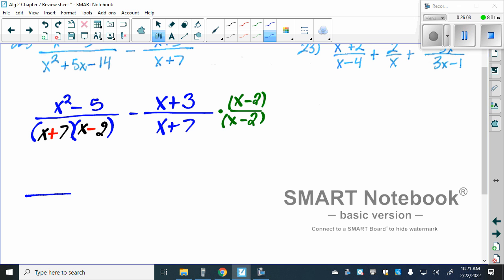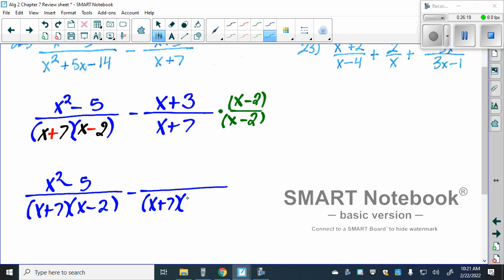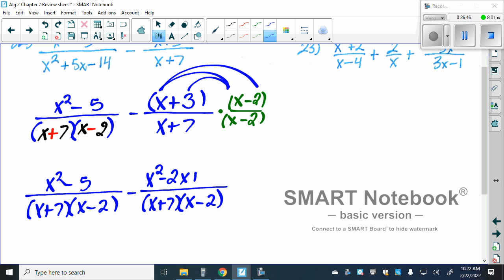And what that gives us is, the first one is going to be x squared minus 5 over x plus 7 times x minus 2 minus, well, the denominator is going to be x plus 7 times x minus 2. And again, we leave it in factored form just in case, once we finish adding and subtracting, there's anything in common on top and bottom, we can cancel it out. Now the numerator here, let's go ahead and distribute, because we do have it in a nice written form. X times x is x squared, x times negative 2 is negative 2x, 3 times x is plus 3x minus 6.